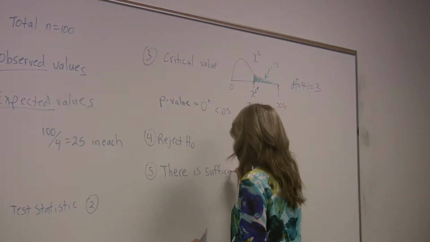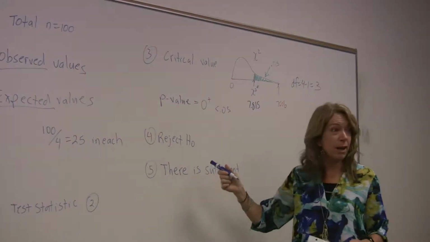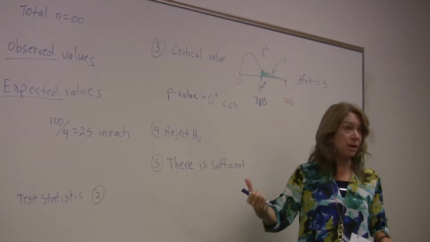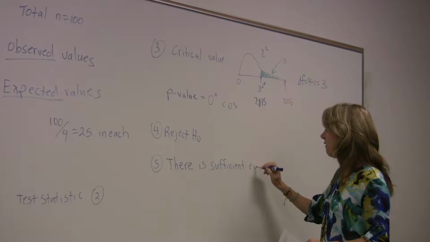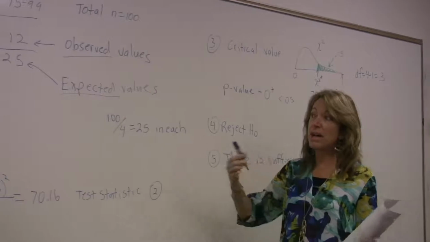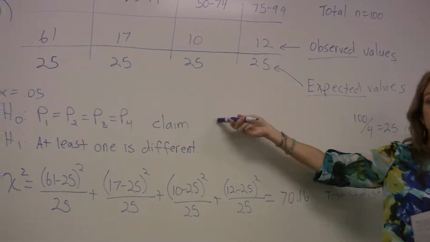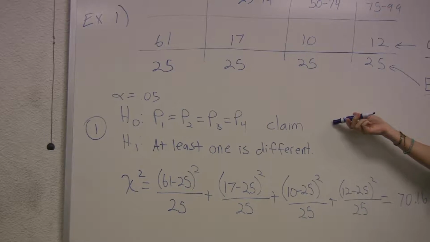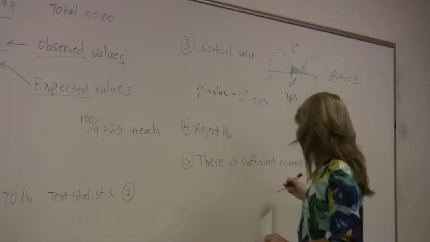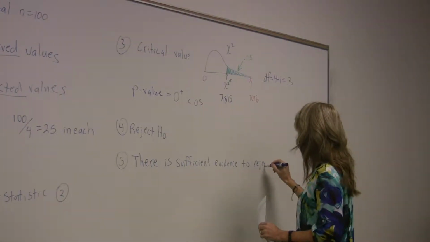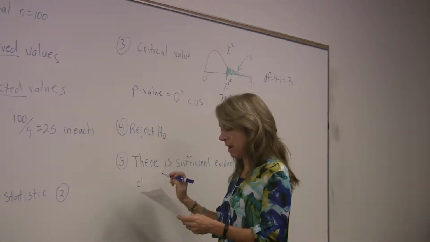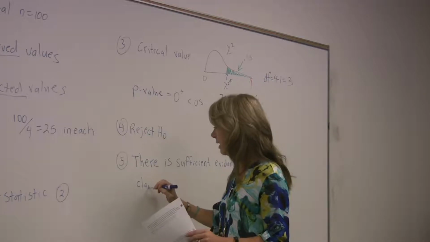Why is there sufficient evidence? Because we rejected. Remember, I keep saying, if you're convicting somebody, it's because you had sufficient evidence. If you're rejecting, it's because you had sufficient evidence. There is sufficient evidence to warrant rejection of the claim, because our claim was H0, and we just rejected it. So we can't say we're supporting or not supporting it, we're only rejecting this claim. So there is sufficient evidence to reject the claim that the 4 categories are equally likely.